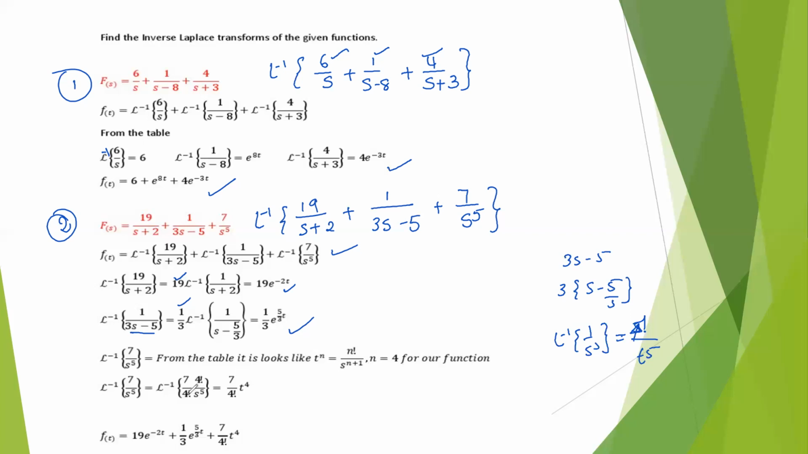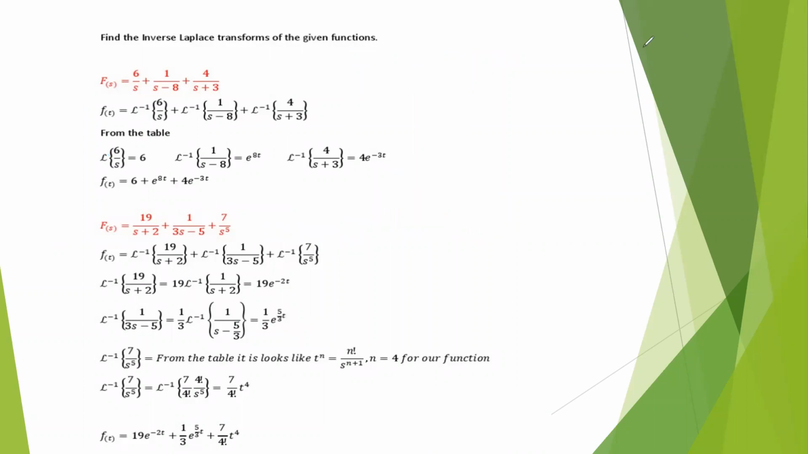So 7 is already outside. There is no 4 factorial here. So 7 into 4 factorial divided by s power 5, they have written actually; they multiply and divide with 4 factorial. Otherwise, we can directly write that as t power 4 by 4 factorial. Okay. So which implies the inverse Laplace transformation of 7 divided by s power 5 is equal to 7 by 4 factorial into t power 4. Okay, so like this we can evaluate inverse Laplace transformations for the given standardized functions.